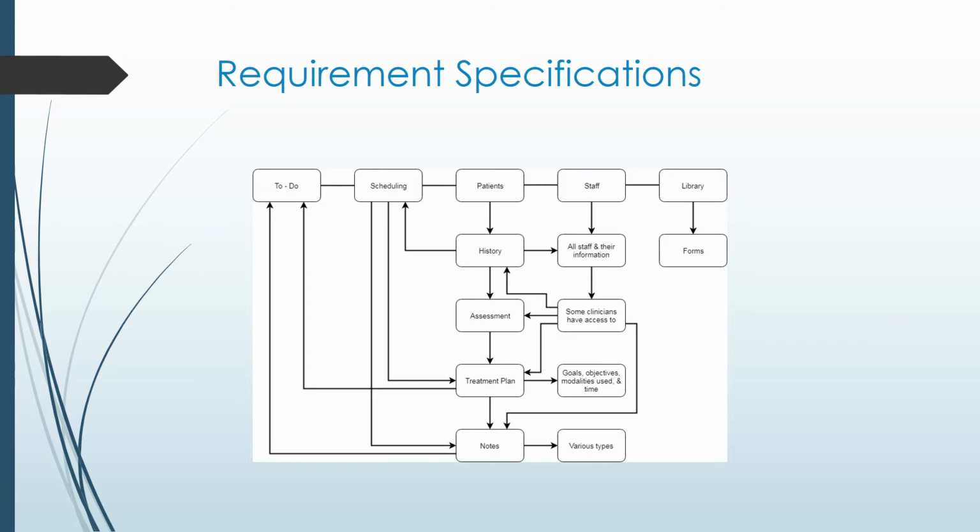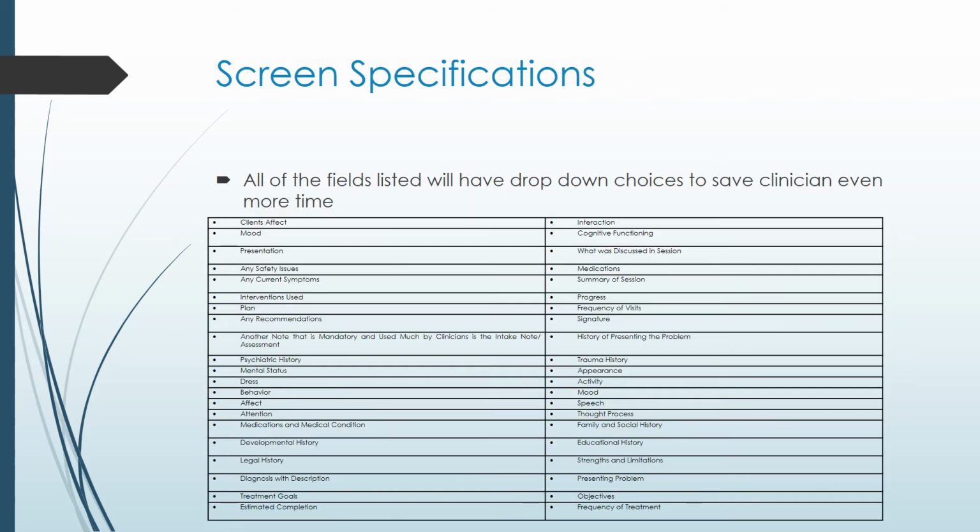You see a library, which allows you to get to forms. If you go to the patient's page, you can see the patient's histories, the patient's assessments, the treatment plans, and the notes on the patient, and you can see how these different things interact with each other. Like the treatment plan can be seen from the to-do page. So this is just a little graph to help aid in the design phase.